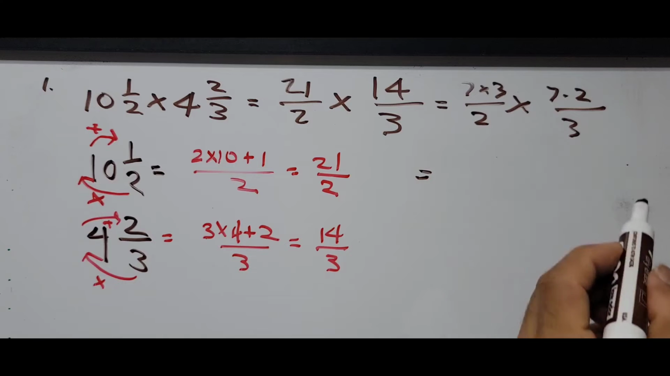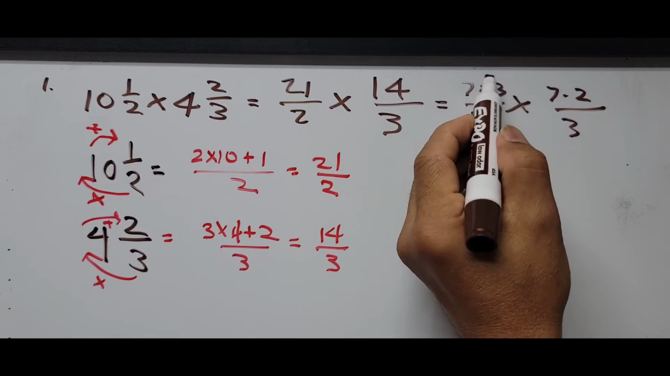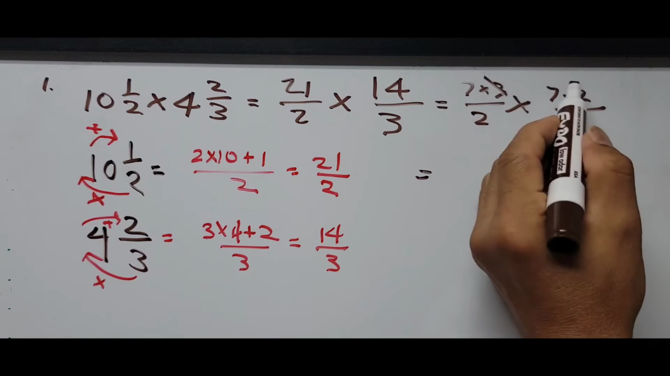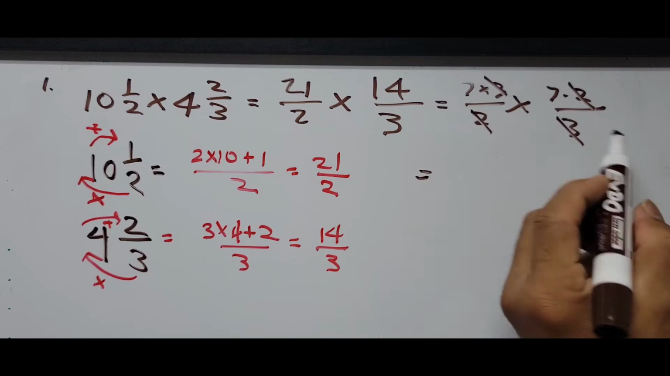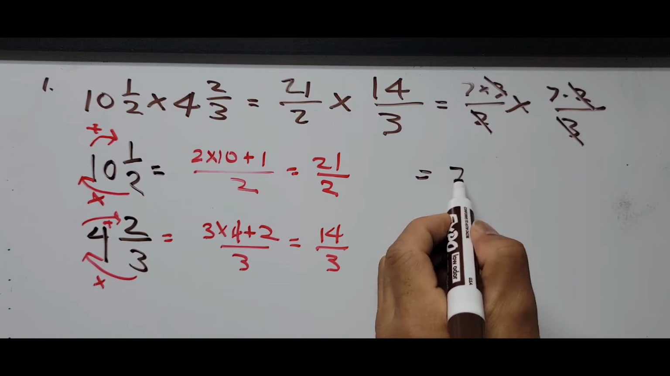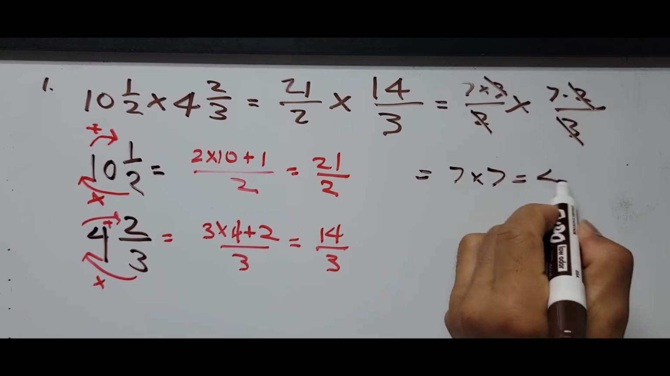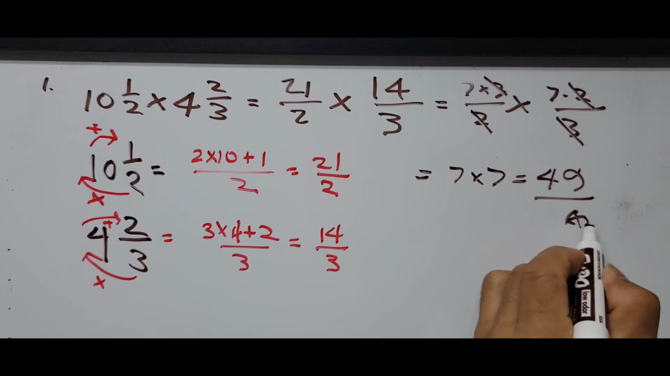Now from here, we can see that we can cancel these numbers over here, 3 over 3 and 2 over 2. So what we have left is 7 times 7. That is 49. So that's the answer.